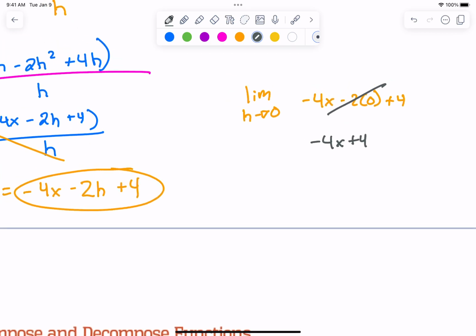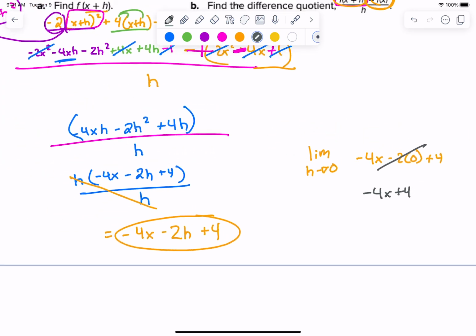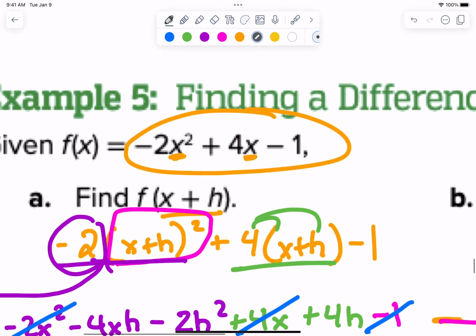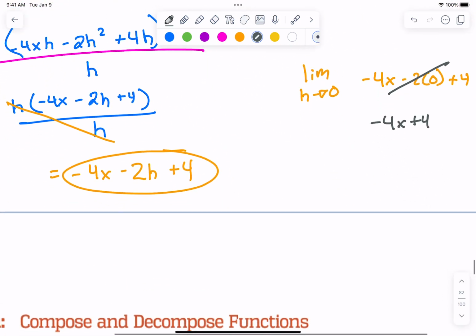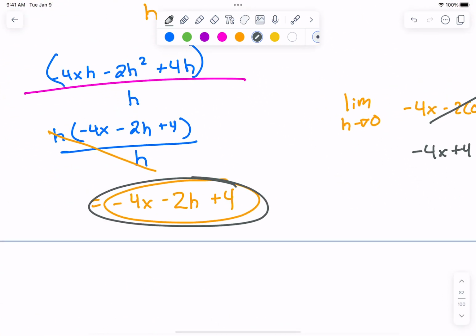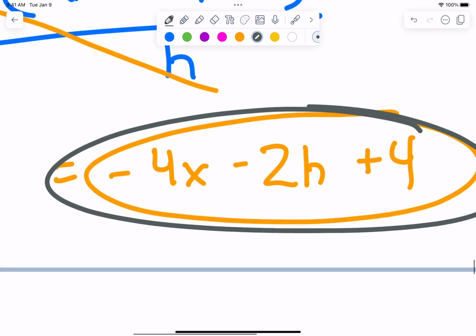Could we have just used the power rule? Is this the derivative, negative 4x plus 4? We totally could have. This is finding the limit, or finding the derivative, the longhand way. You remember doing the longhand way? Okay? All right, you guys don't need to know that for now. But this is plugging stuff in.